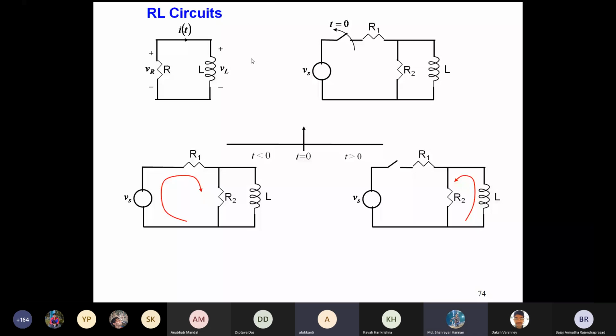Yes. So what is the meaning of passive element, sir? A passive element is an element that cannot drive anything. Okay.